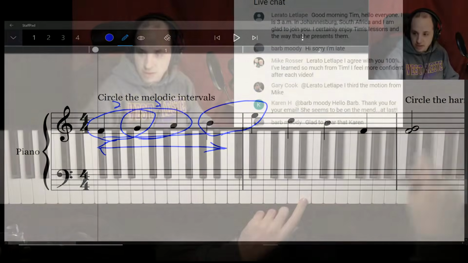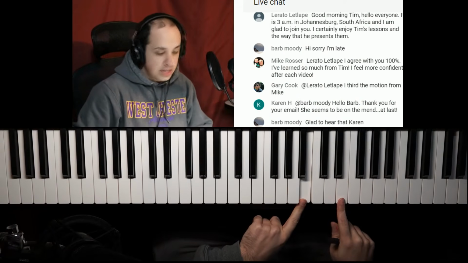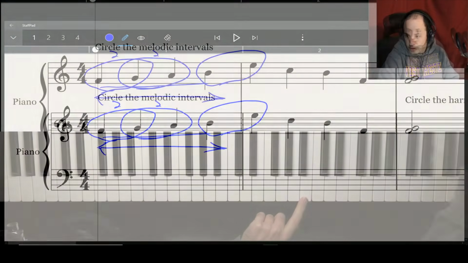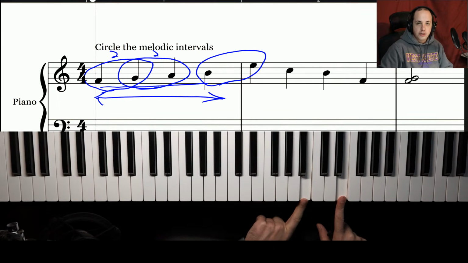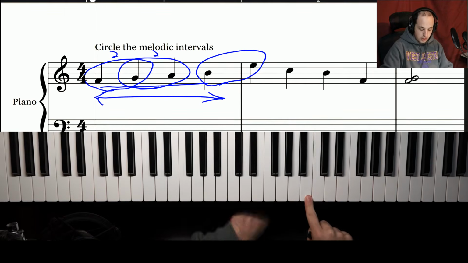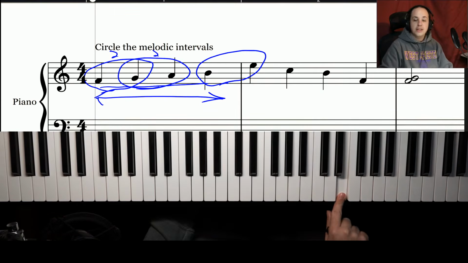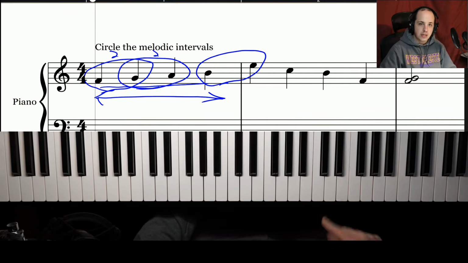So the B is right here. The E is right here. Actually, this view is better. B, E right here. And then all you do is you count the note you started on, count the notes in between to the ending note. So 1, 2, 3, 4. Therefore, that interval is a fourth. So that's how you do it. You just count the notes on the outer edges and then the notes in between, and that gives you your intervals.